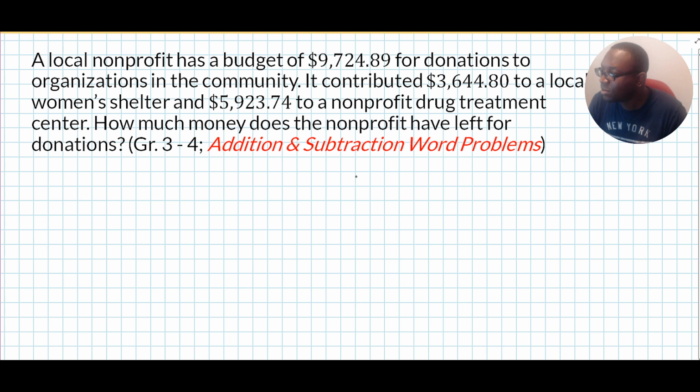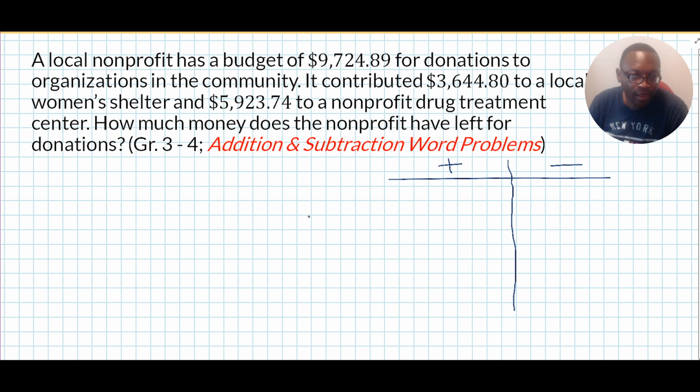So let me go ahead and draw our table. We have a plus here, we have a minus. So on the left hand side, this is the amount of money that we have, and this is the amount of money we're giving away. So the money coming in, the money given away. So let's see. Let's wait for about 30 more seconds and see what we have. And then I'll go ahead and show you how I think about these problems.